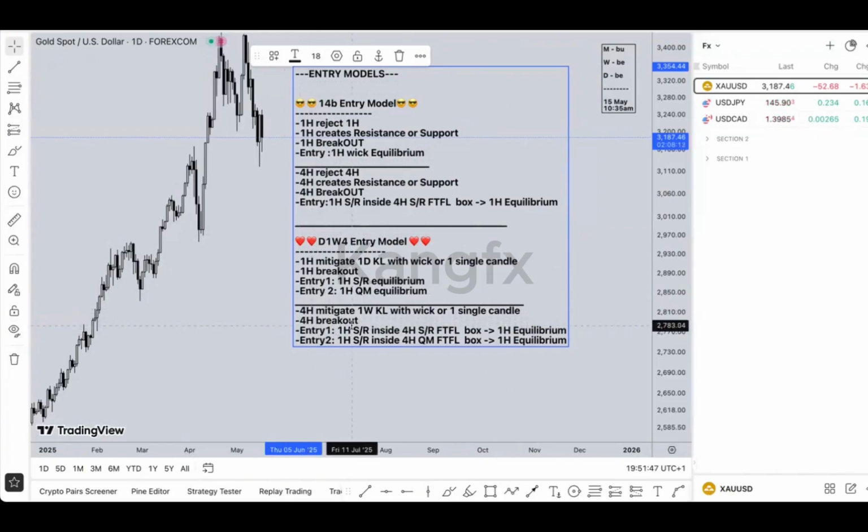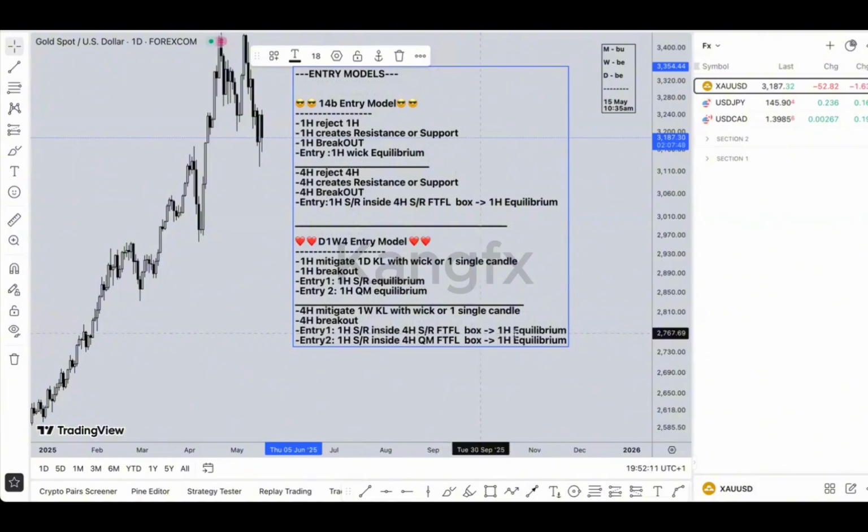And how do we pick the trade on 4 hour using the D1W4 entry model? 4 hour must mitigate 1 week key level, with what? With a 4 hour week or just one 4 hour single candle break. Then 4 hour must do a breakout. Then we have two ways we enter the trade.